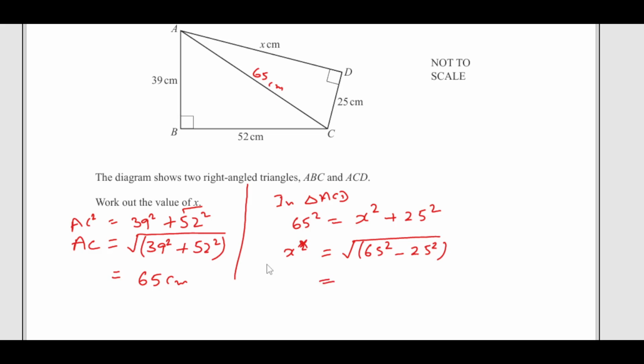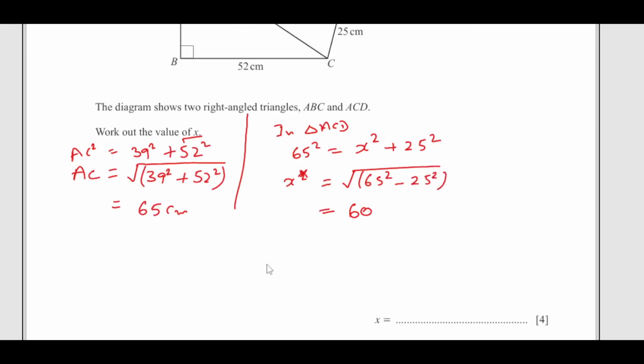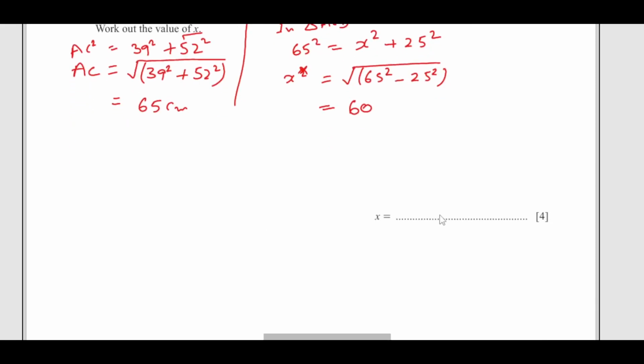So then when you calculate, it comes out to be 60. So the final answer is 60. The value of x is 60 centimeters. Centimeter is already there, so there is no need to write it actually.